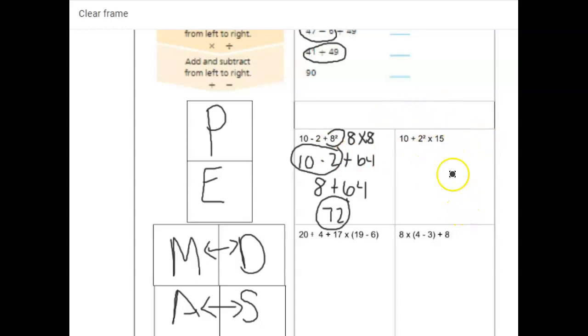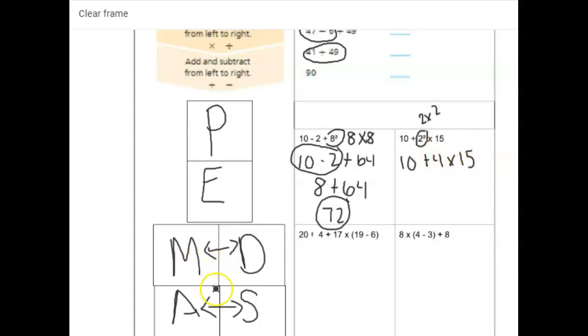I have 10 plus 2 squared times 15. There are no parentheses. So our next thing we're going to ask ourselves is, are there exponents? There is. We have 2 squared. So 2 times 2. 2 times 2 is 4. So I have 10 plus 4 times 15.